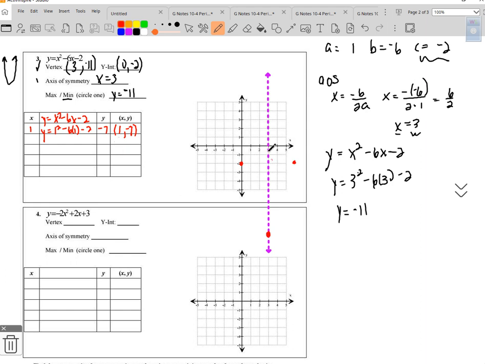Okay, so now we're going to plot that point over 1 and down 7, 5, 6, 7, about. And now we get to mirror that point. So this is 2 away from the axis of symmetry. We're going to go 2 on the other side. So now we're going to sketch our parabola and we're done. Remember, it can't be a V, it's got to be a U.